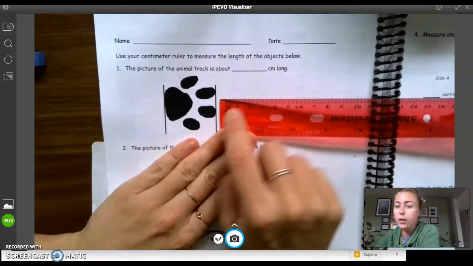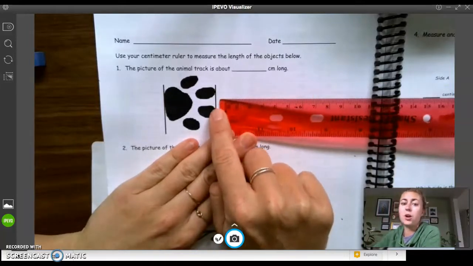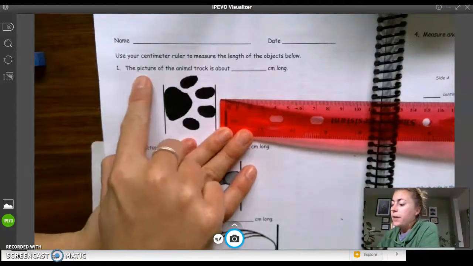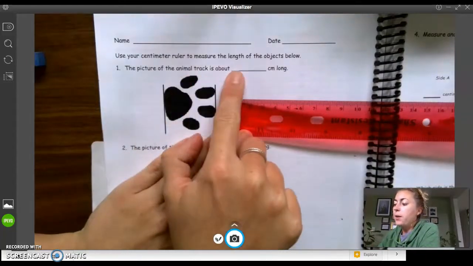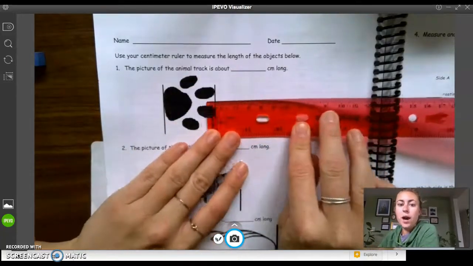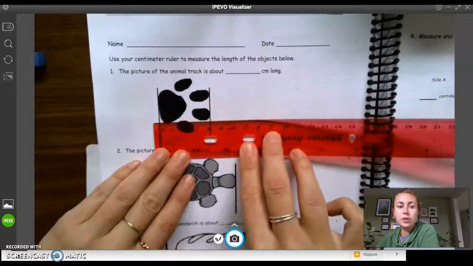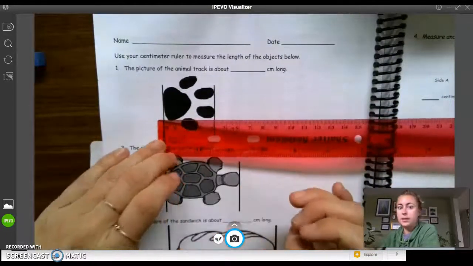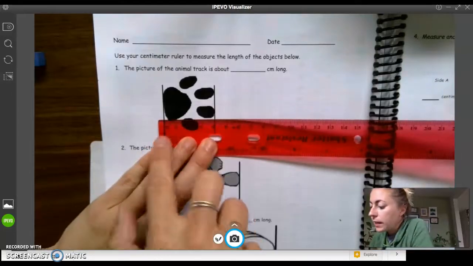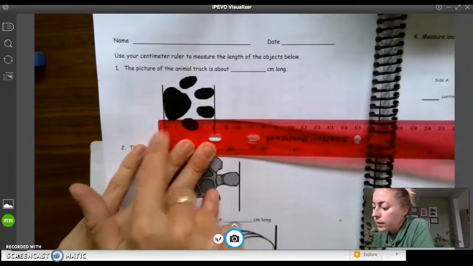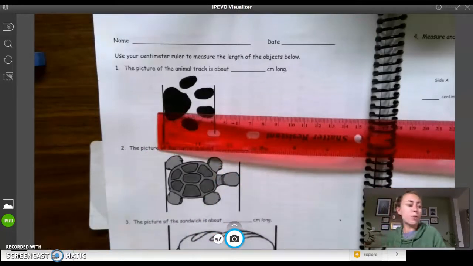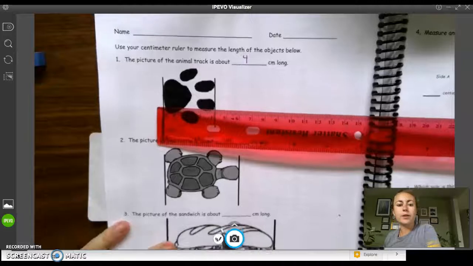The most important part of measuring with a ruler is that you start right here at this arrow or the 0. You don't start at the end of the ruler because that would be incorrect. So this is asking me, the picture of the animal track is about blank centimeters long. So I need to measure end to end, no gaps or overlaps. And I know I'm on my centimeter side because it says cm. So I can see starting right here, where it says start here, to here that this is 4 centimeters long. So I can write 4 centimeters on my paper. I wrote 4 centimeters on my paper.